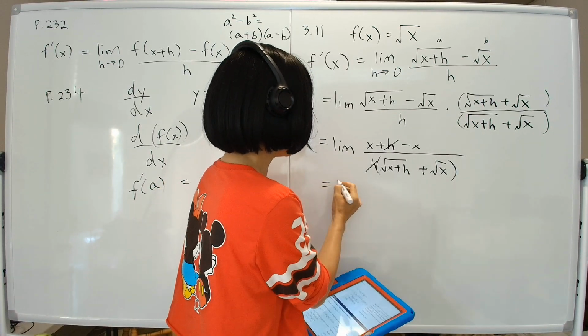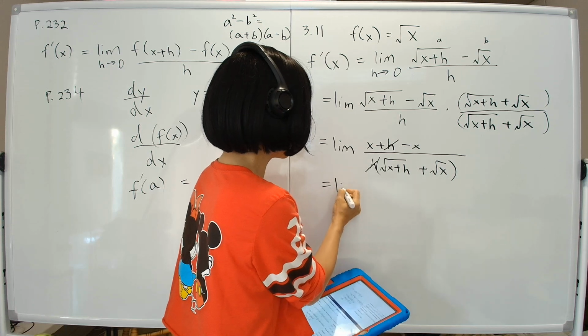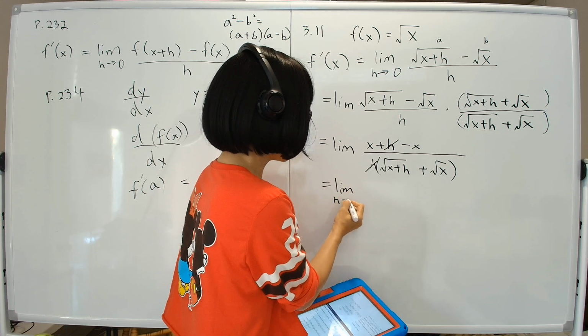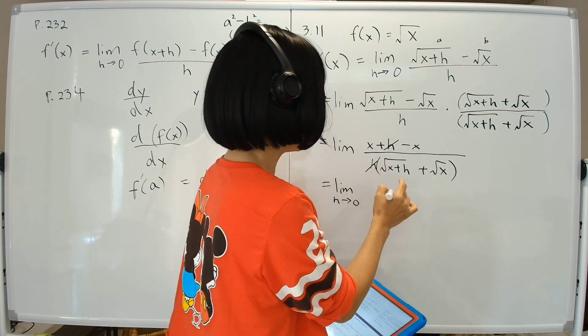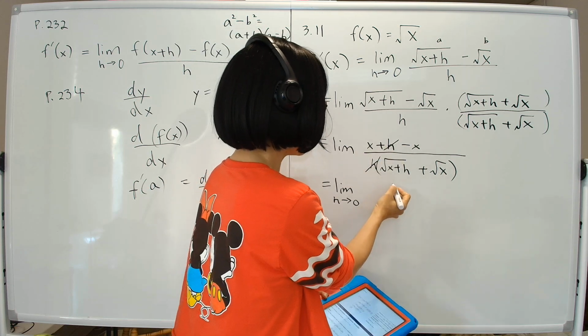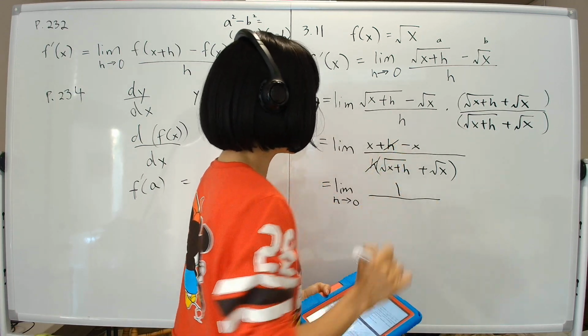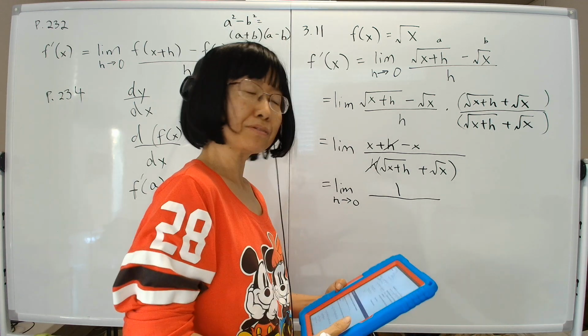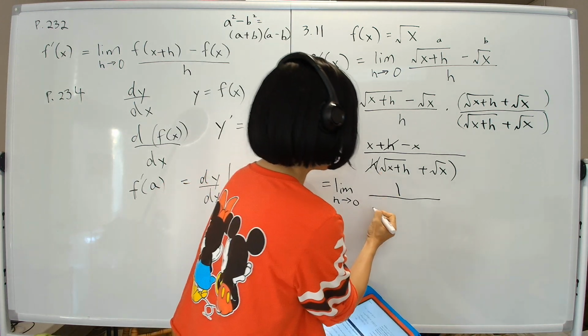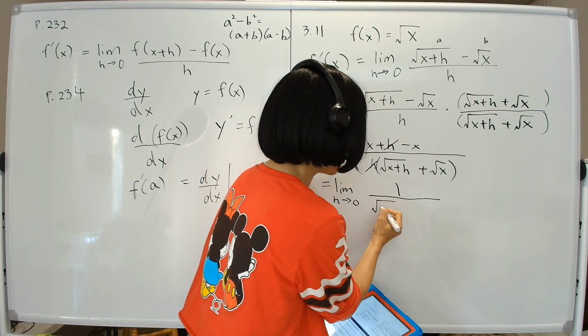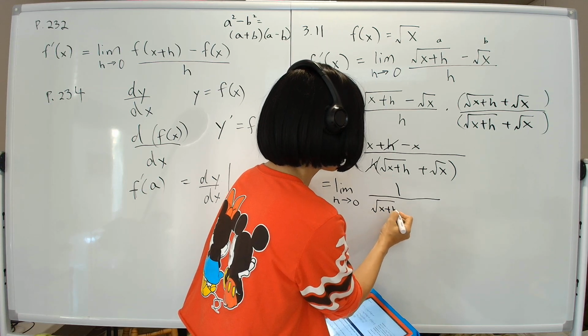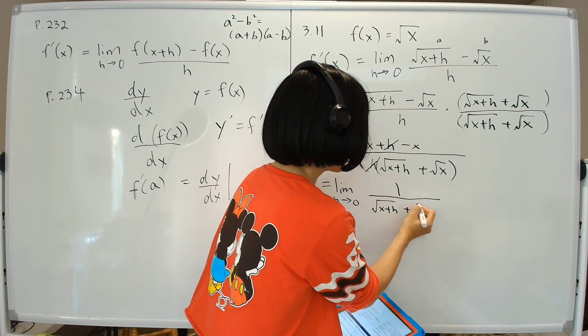So at this point, we can continue the calculation. h is going to 0. When this is canceled out, then you have 1 left. Okay, not 0, 1, because you are canceling. And in cancellation, you are left with 1. And then on the bottom you have left very neatly x plus h plus square root of x.